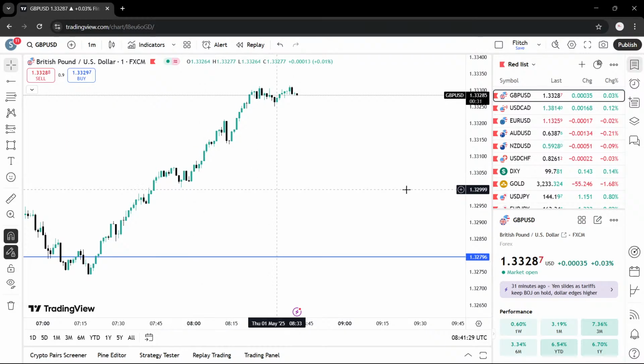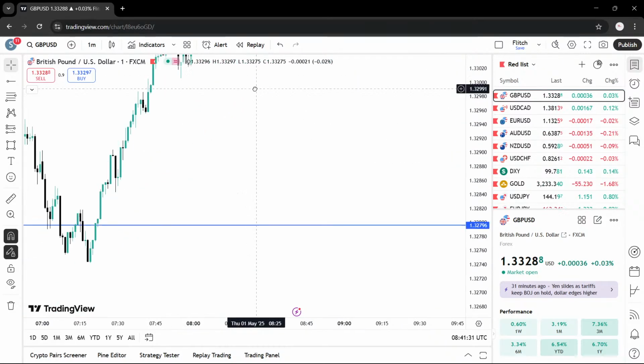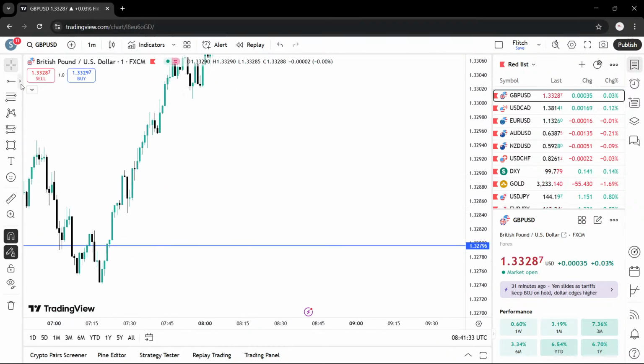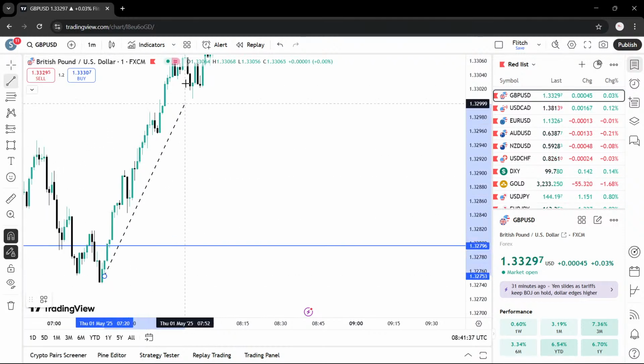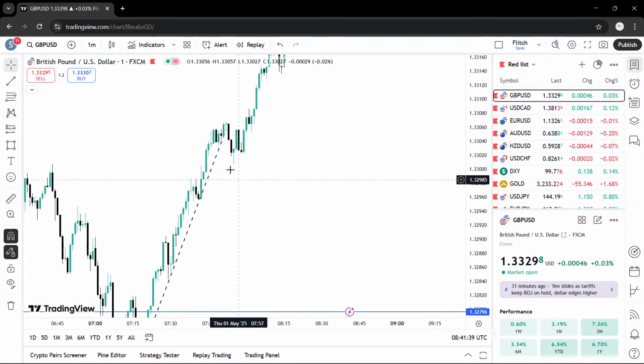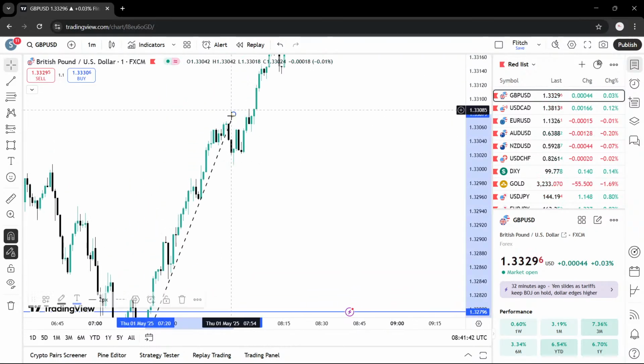So on the 1-minute time frame, we saw that there was a break of structure. Even on the 1-minute time frame, we can do a little bit of structural analysis here, and we saw that there was a break of structure right there. So my eye was keen on this pair, but then we saw it come down, did a double bottom, and then took off to the upside.